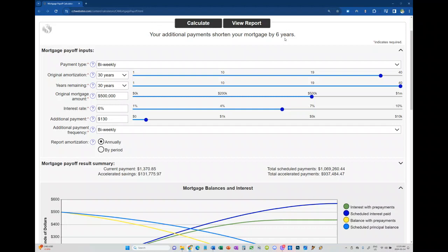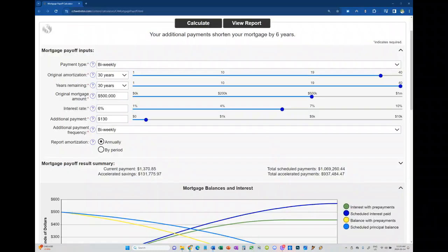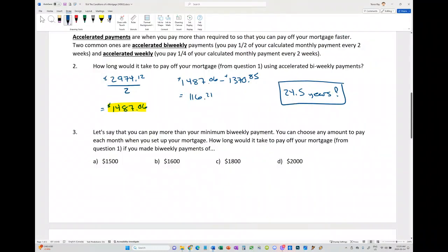Not a whole lot more than it did last time, but that's because we only went from a payment of $1,487 to a payment of $1,500. It was only an extra $13 a week or biweekly. But it did give us basically 5 years off our mortgage. Sorry, double check that number. 6 years off our mortgage. So that means we can pay this one off in 24 years. So putting a $1,500 payment versus a $1,370 payment took us from a 30-year loan to a 24-year loan.